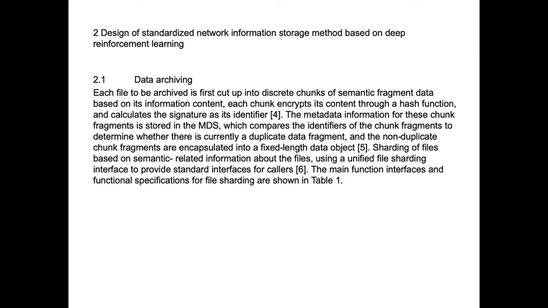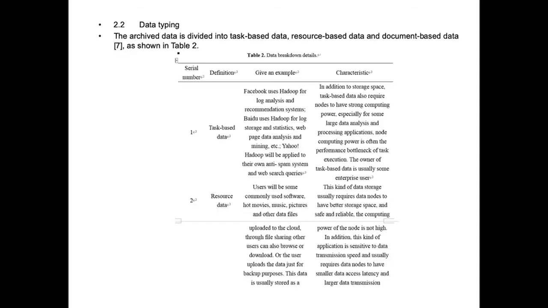Sharding of files is based on semantic related information about the files, using a unified file sharding interface to provide standard interfaces for callers. The main function interfaces and the functional specification for file sharding are shown in Table 1. The archived data is divided into task-based data, resource-based data, and document-based data, as shown in Table 2.